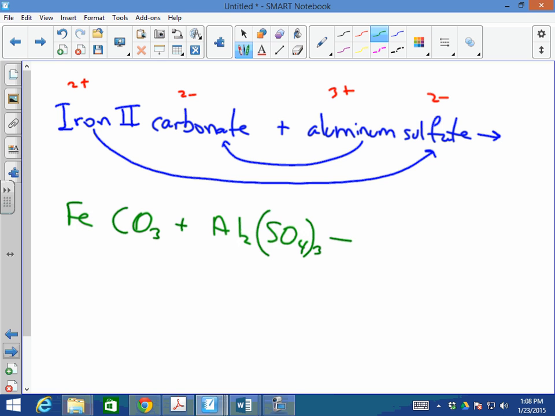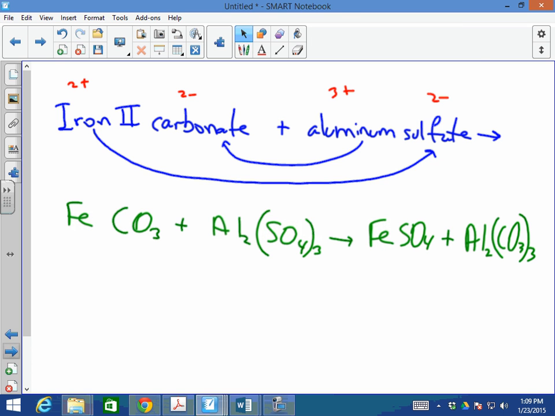I get a reaction. I must end up with a positive, negative, positive, negative. Iron goes with sulfate. Fe, SO4, both charged of 2, they cancel out. And aluminum goes with carbonate, and they will exchange those charges. The CO3 has a charge of 2, goes to aluminum. Al charge of 3 goes to carbonate.